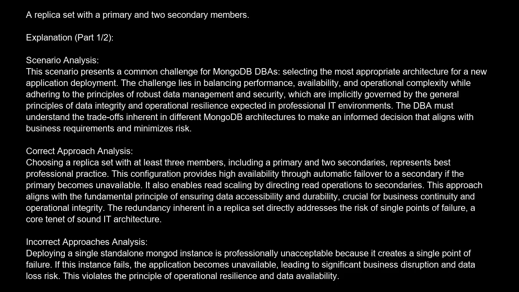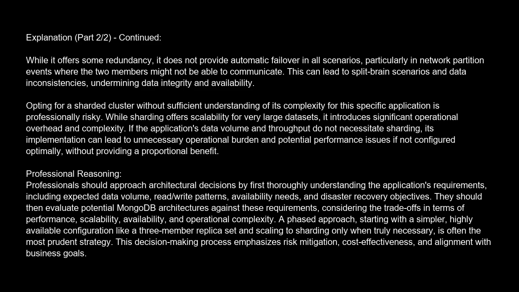Implementing a replica set with only 2 members, one primary, one secondary, is also professionally problematic. While it offers some redundancy, it does not provide automatic failover in all scenarios, particularly in network partition events, where the 2 members might not be able to communicate. This can lead to split-brain scenarios and data inconsistencies, undermining data integrity and availability.